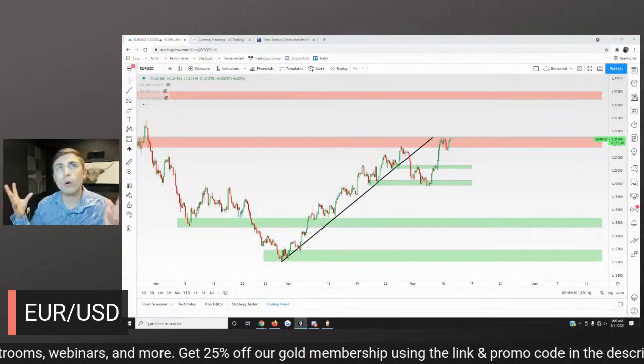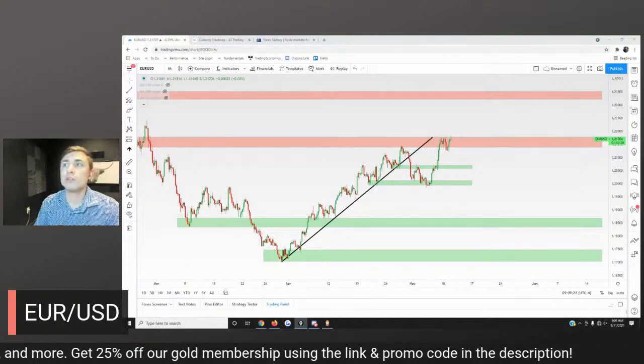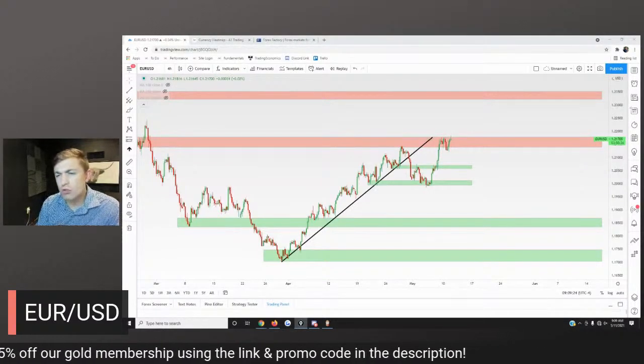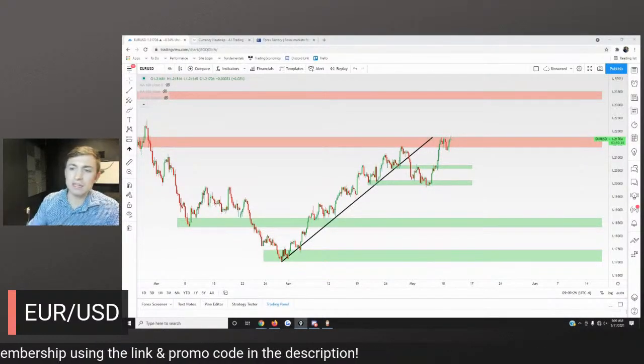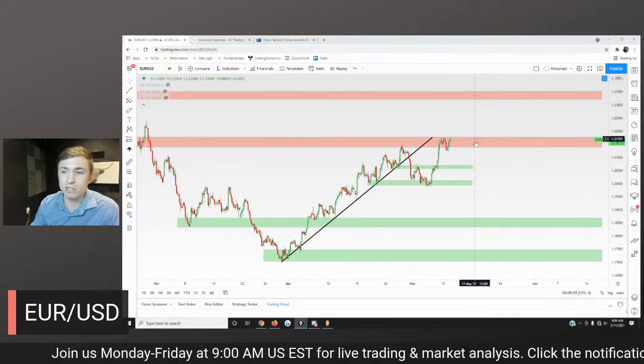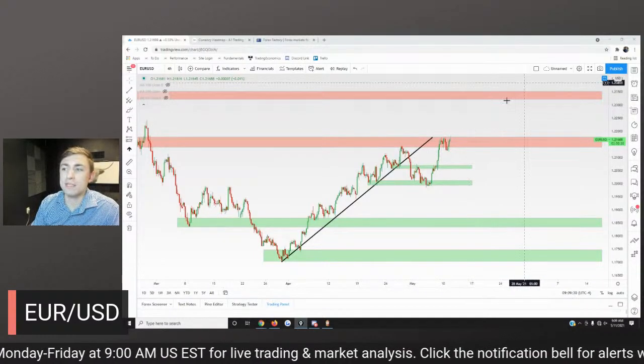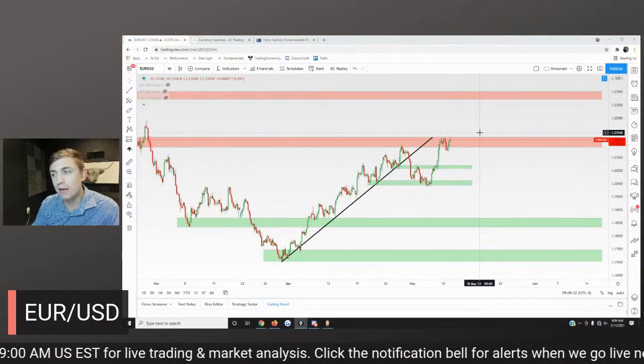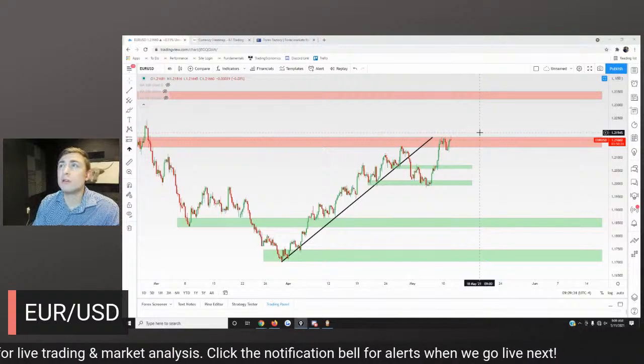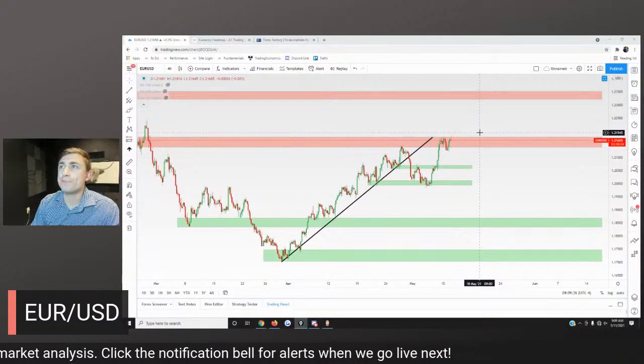Real quick, what do you guys think? Are you bullish or are you bearish on the Euro USD? I don't have a strong opinion. Like I said, if anything, I think that maybe with the US dollar weakness, we could see prices float up to 1.235. However, I want to hear from you guys. Let me know in the chat.